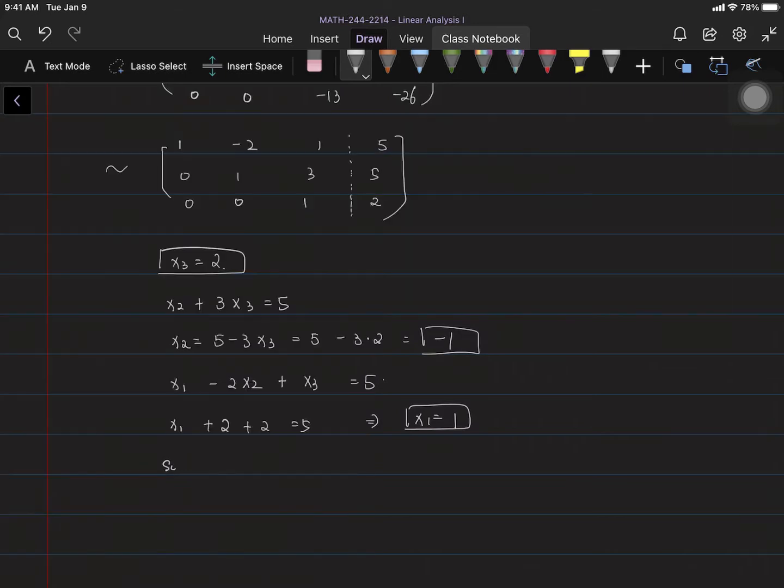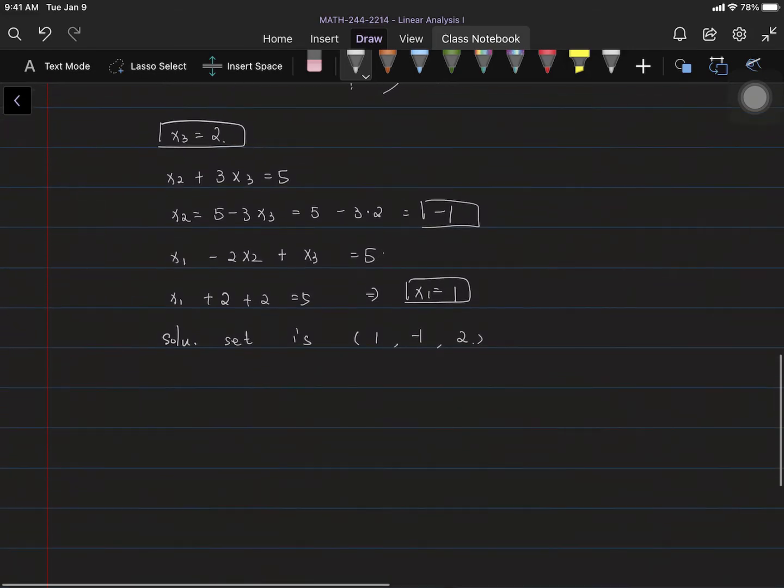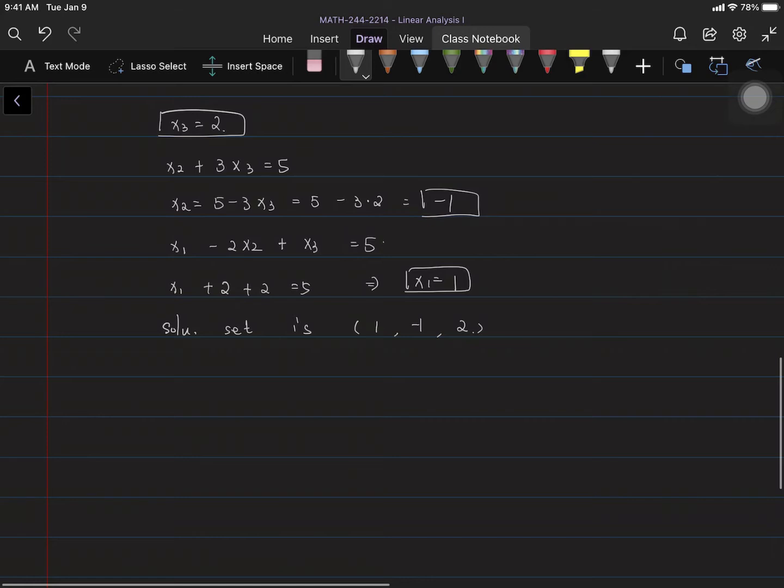So the solution set is, do you still remember how to write down the solution? We write them in parentheses like this way, right? So be careful with the order. x1 in the first position, x2, and then x3. So this is the solution set. This is how we solve the linear system. And here we have an exercise problem for you. You can try.